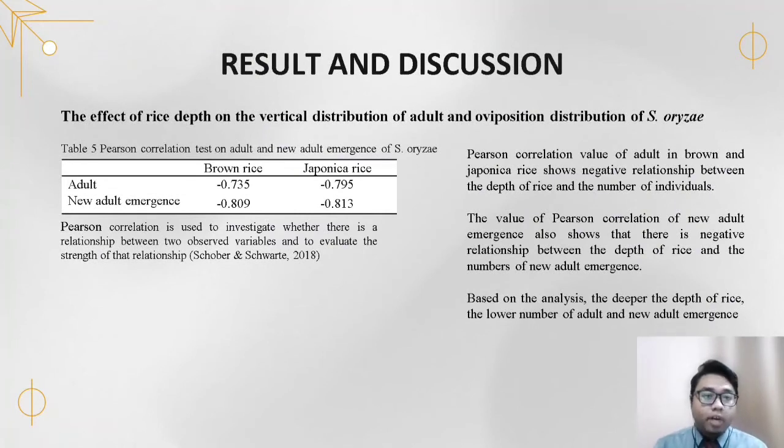Next, we go to the effect of rice depth on the vertical distribution of adult and oviposition distribution of SRIZ. So table 5 shows the Pearson correlation test of adult and new adult emergent of SRIZ. As we can see from table 5, the value is negative for adult and new adult emergent in brown and japonica rice. And the negative value of Pearson correlation shows that there is a negative relationship between the depth of rice and also the number of new adult emergence. Based on the analysis, the deeper the depth of rice, the lower the number of adult and new adult emergent of SRIZ.